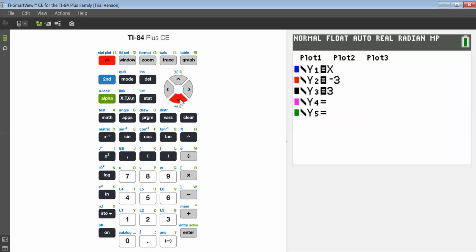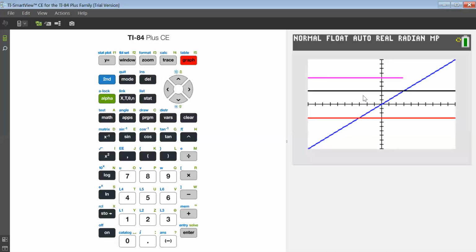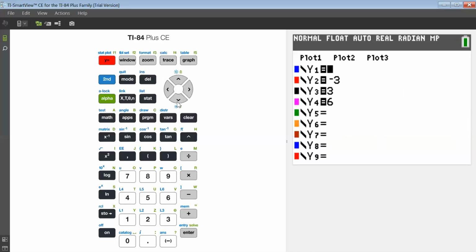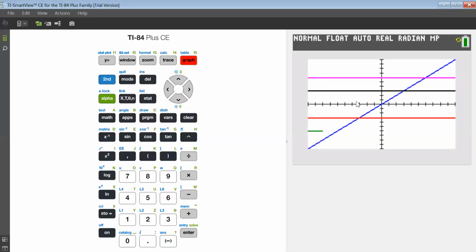Or how about another one? And we said y equals 6. Should be very similar to the y equal 3. It's just going to be a horizontal line crossing the y-axis at 6. And then if we chose y equal -6, we should see that drop below the line in green at y equal -6.